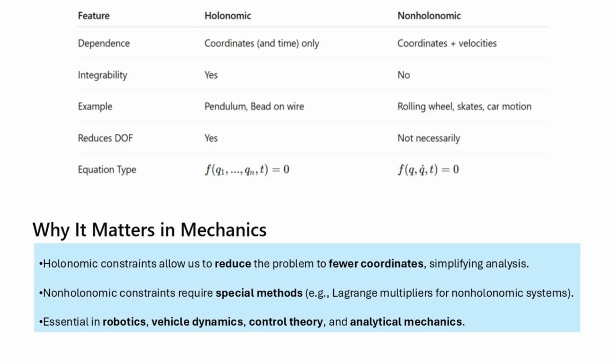In contrast, non-holonomic systems involve constraints that depend on both coordinates and velocities, rendering them non-integrable and generally incapable of reducing degrees of freedom. Examples include rolling wheels, skates, and car motion, with constraint equations typically written as a function of q dot and time equals 0. This distinction is fundamental in understanding the behavior and control of mechanical systems.